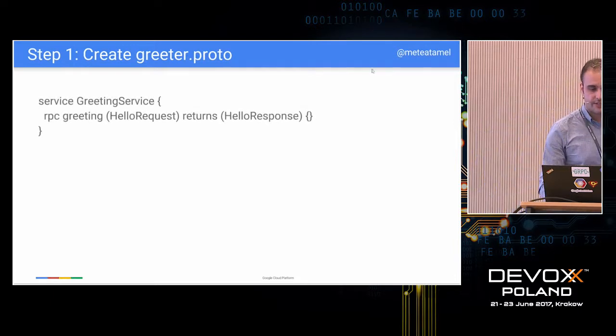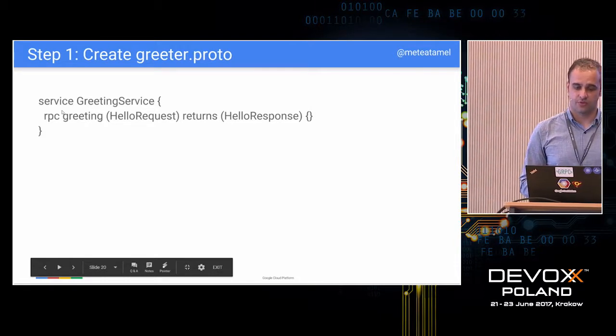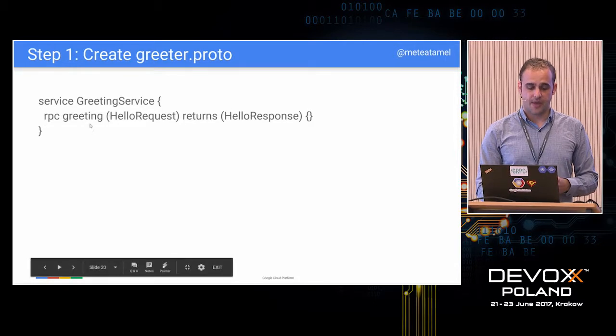So the first thing is we say that this is a service. Remember, in gRPC, everything is a service. So we don't want to think of them as objects, but services. And then I create a method called greeting. It's an RPC method.